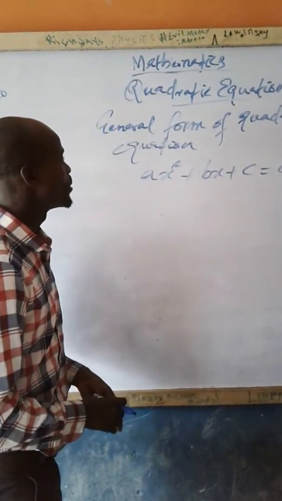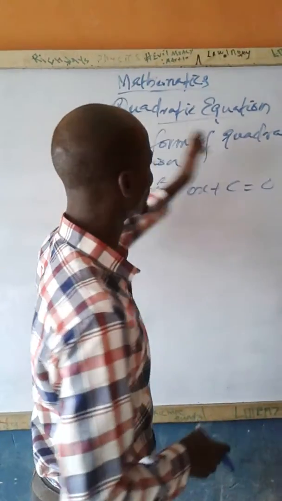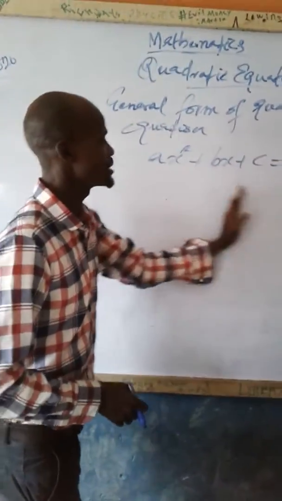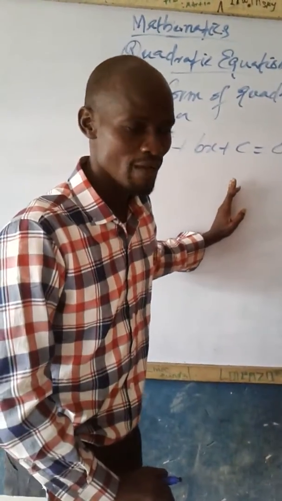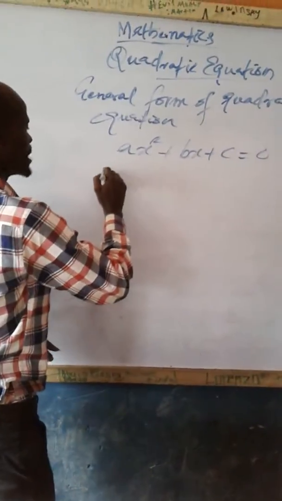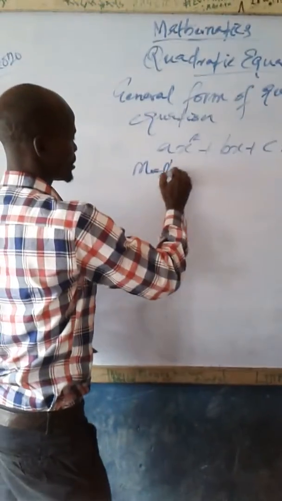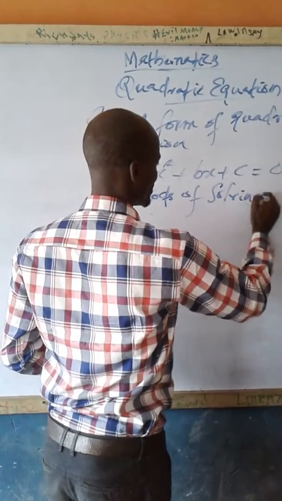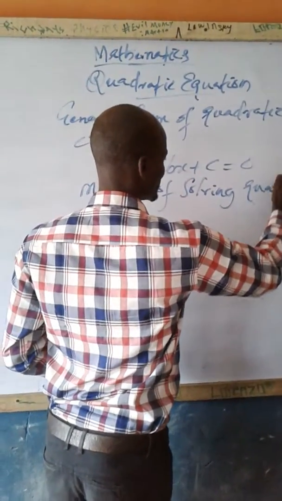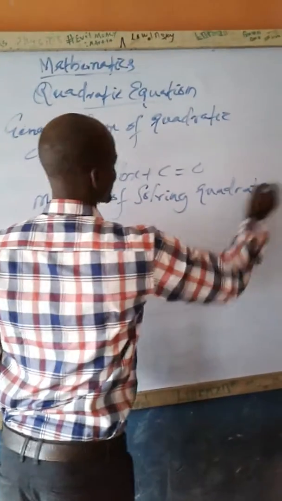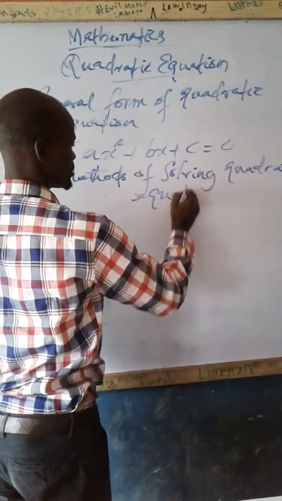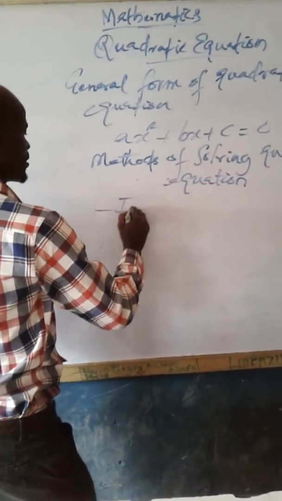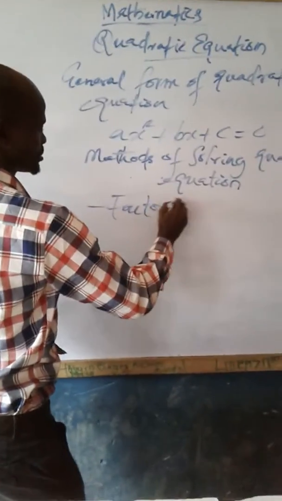Now from here, under this form, to solve quadratic equation, we have 5 ways, 5 methods. The first method of solving quadratic equation is factorization.